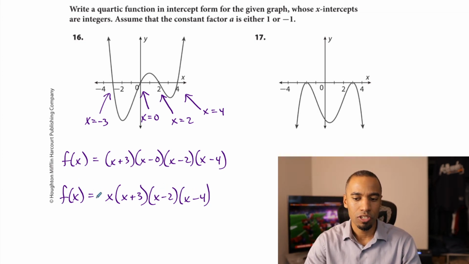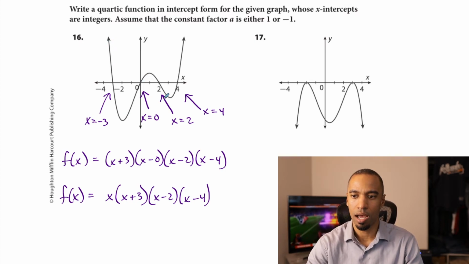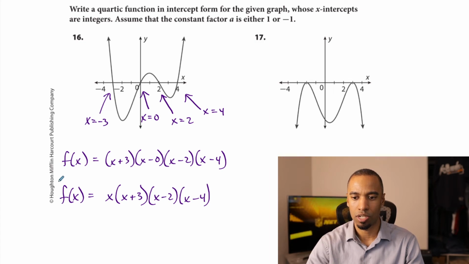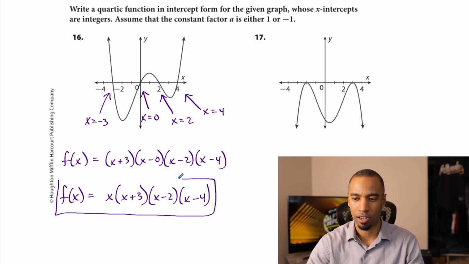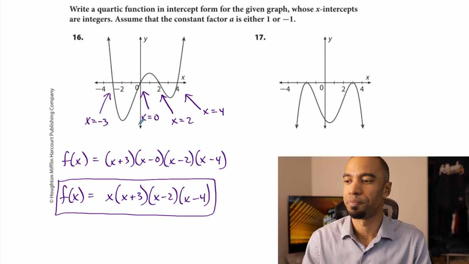Now, should this be a positive 1 or negative 1? Well, this is start up, finish up. That is a positive even degree behavior. So just positive, don't change the sign. That is the factored form of this one.